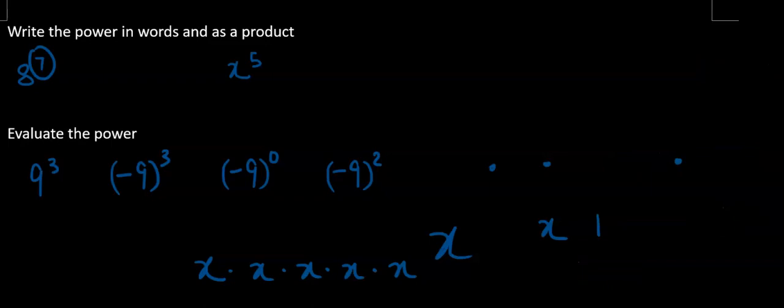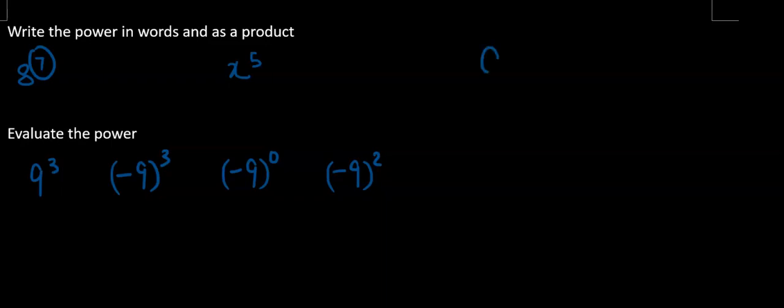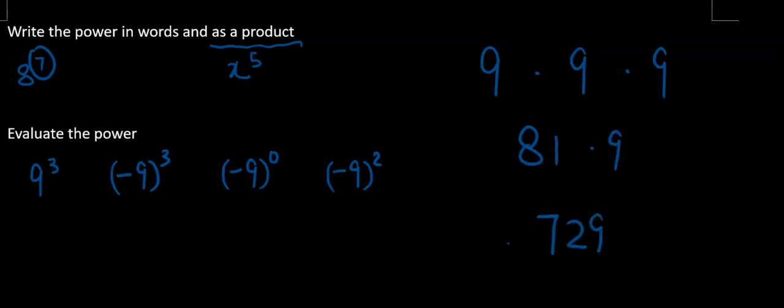Now let's look at evaluating the power. The first one, let's practice reading it. 9 to the 3rd power. Some people also read it as 9 cubed. It's good. So 9, write it down how many times? 3 times, right? It asks us to evaluate, so do not leave it as a product. We're going to finish the work. 9 times 9 is 81. 81 times 9, we have 729. All done for this one.